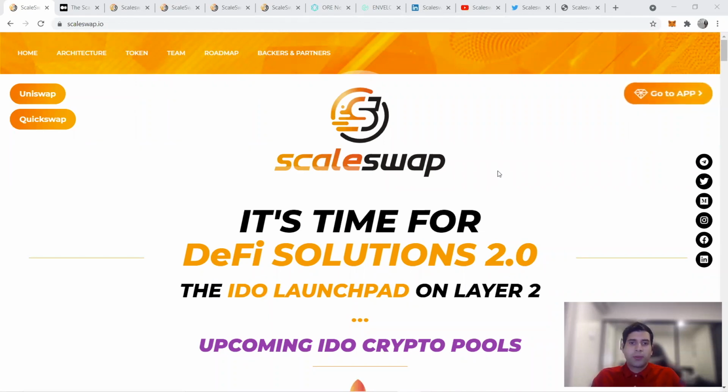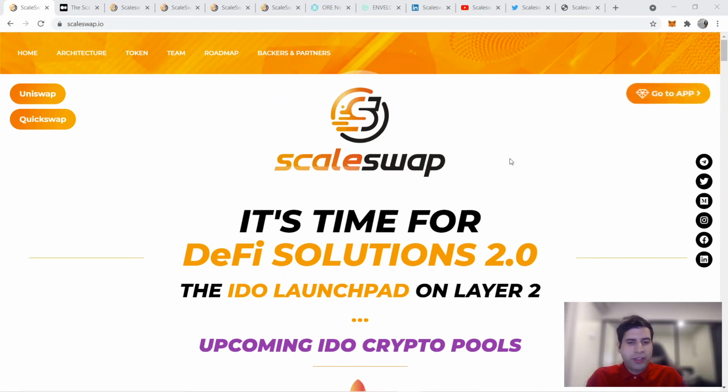Today I'm going to talk about Scaleswap, which is one of the launchpads on a layer 2 solution for the Polygon network. The reason I'm talking about layer 2 solutions and launchpads is that a lot of you contacted me saying that some of the projects I'm talking about are already launched. How can we get into a project before it's launching? How can we join an IDO? And you were also interested in layer 2 solutions, given the expensive fees on the Ethereum network. So let's go ahead and talk about Scaleswap today.